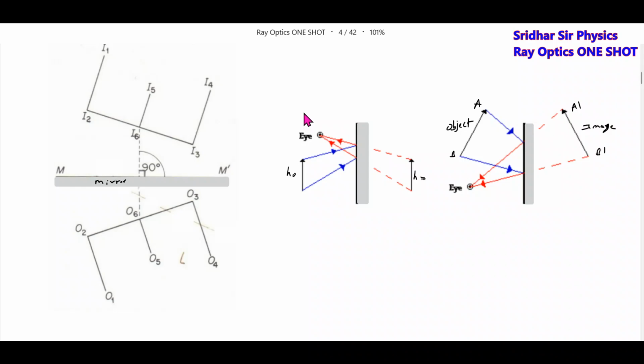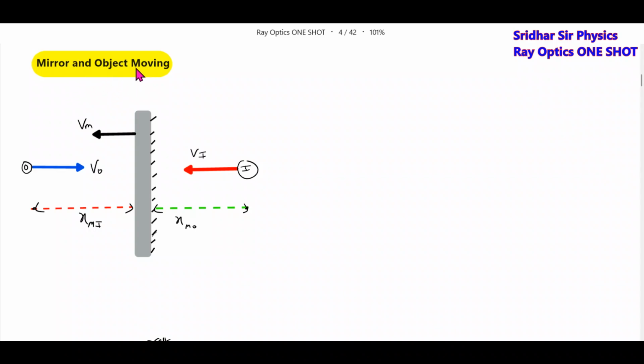Next is when the mirror and object are moving. So what is the basic method? As the object starts moving, the distance between the object and the mirror will be changing. Similarly, the distance between the mirror and the image will be changing. And we know object distance should be equal to image distance. So x_mi equals minus x_mo.